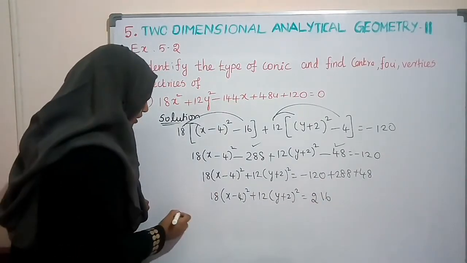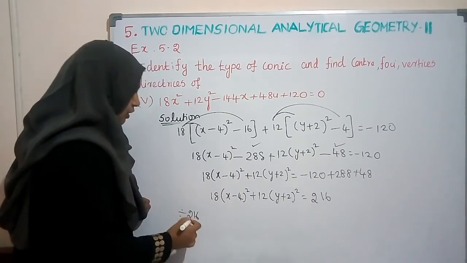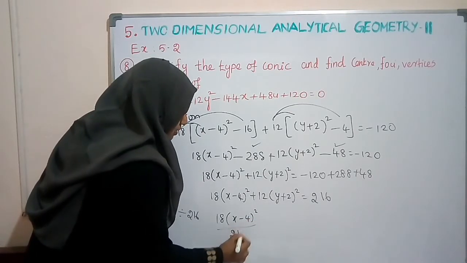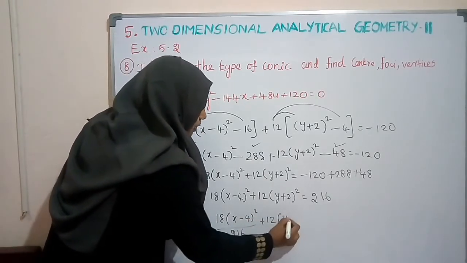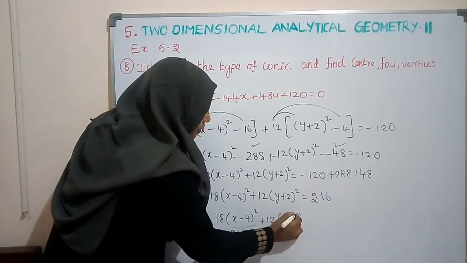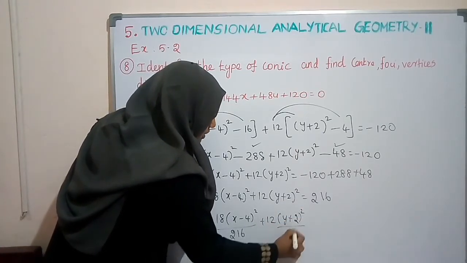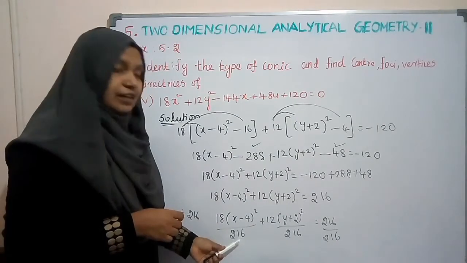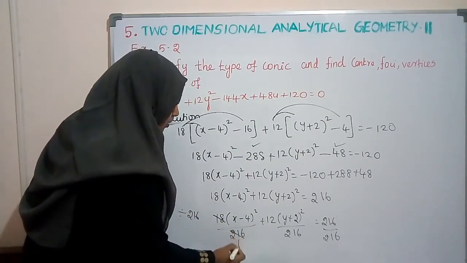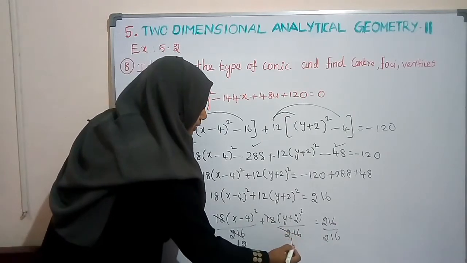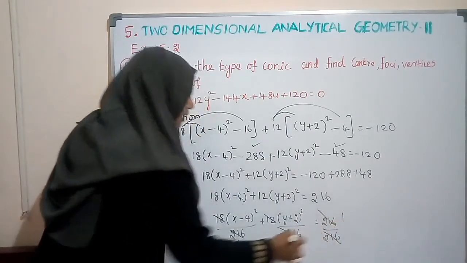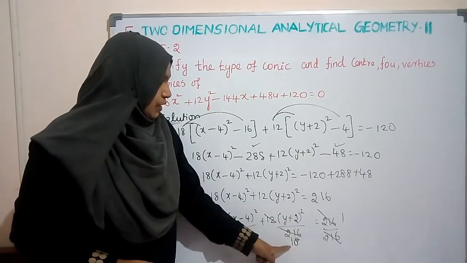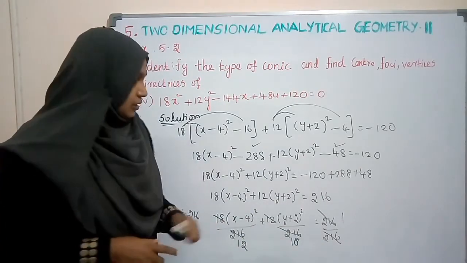Now divide this equation by 216. We have 18 into x minus 4 the whole square by 216 plus 12 into y plus 2 the whole square by 216 is equal to 216 divided by 216. Okay, 18 divided by 216 gives 12 and 12 by 216 will give 18. 216 gets cancelled. We are getting x minus 4 the whole square by 12 plus y plus 2 the whole square by 18 which is equal to 1. This is our standard form.